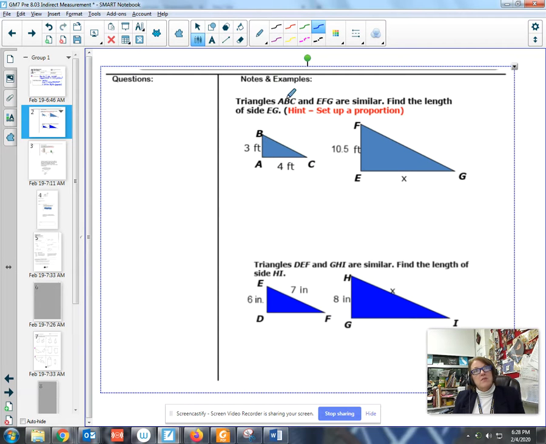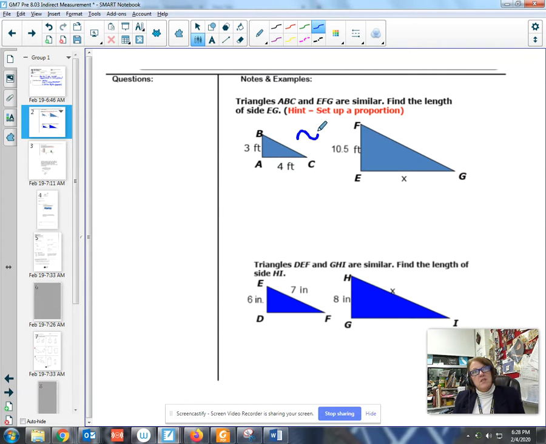These two triangles are similar. Sometimes we use this symbol to illustrate that, okay? Find the length of side EG. They've marked it with X. So, first of all, I need you to write a proportion to show the work. All right, so you could set it up as in the baby triangle, vertical side to the bottom, 3 to 4, has to be equal to the big triangle, vertical side to bottom, 10.5 to X.